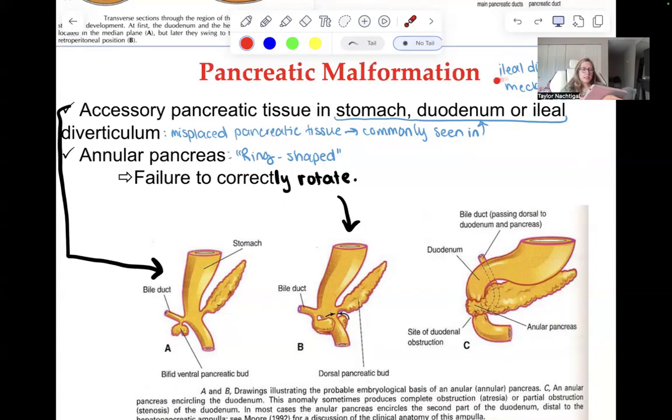Remember, the ileal diverticulum is Meckel's diverticulum. It's that sort of tube structure that used to be the yolk sac that should be reintegrated into the body, but fails to do so in development.